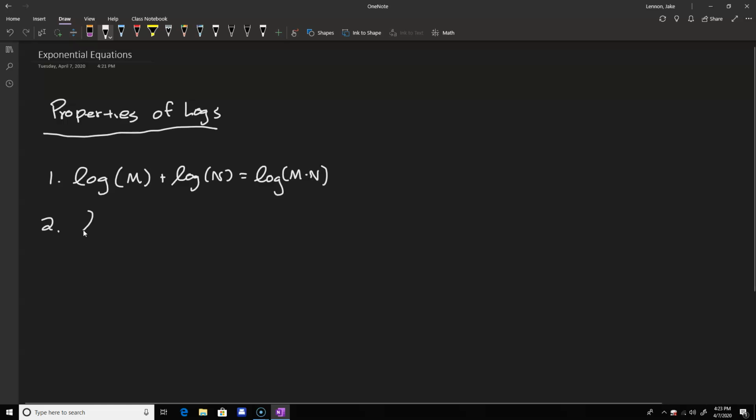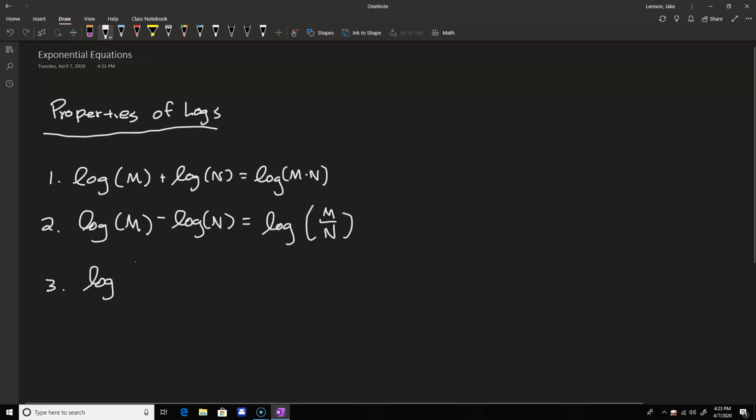And if you do the same thing where the logs match, but instead it's subtraction, the log of m minus the log of n can be simplified to the log of m divided by n. And third, maybe the most important property for solving these equations: the log of m to the p power. We can bring that p out front and make it p times the log of m.